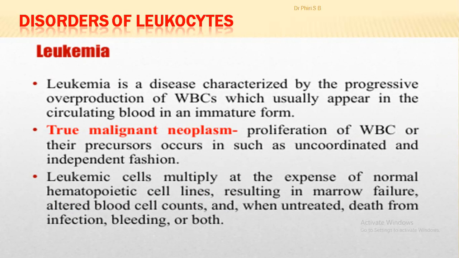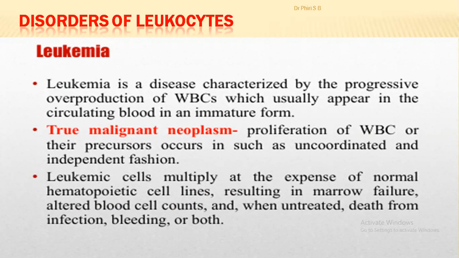Before they mature, you have a lot of bigger cells. These are immature white blood cells that are appearing now in circulation. So it's a true malignant neoplasm or neoplastic tissue. Once you have a malignant neoplasm, it means that there is proliferation of white blood cells or their precursors, which will occur in such an uncoordinated and also independent fashion.